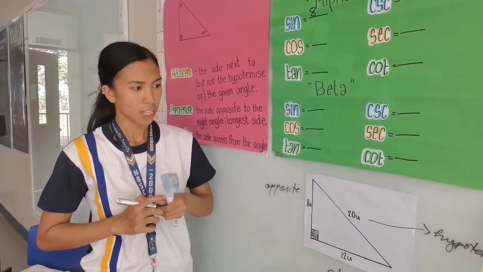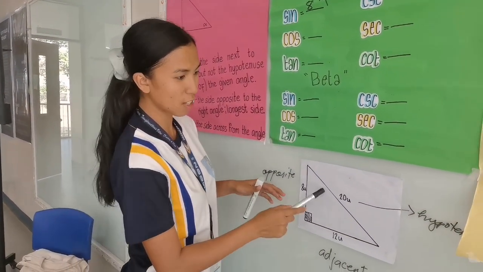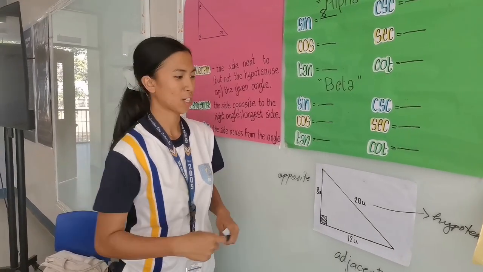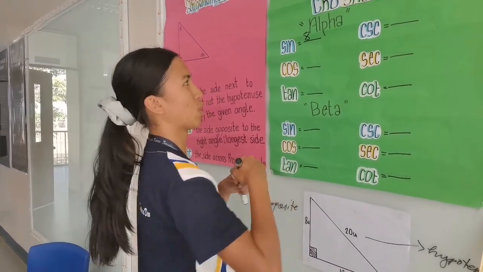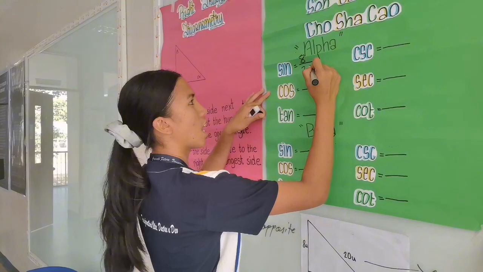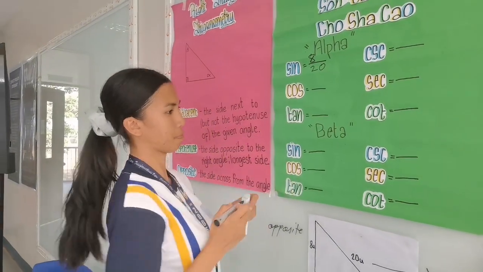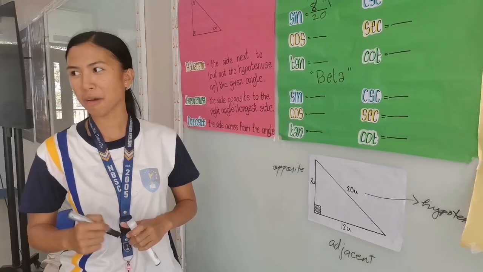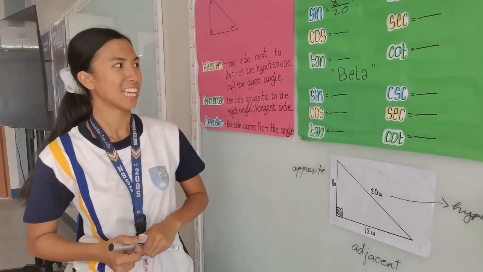And do you know what is the value of the hypotenuse side? 20 units. Correct. 20 units. So we put 20 on the bottom. So do you now get it? Do you want another example? Yes, ma'am.